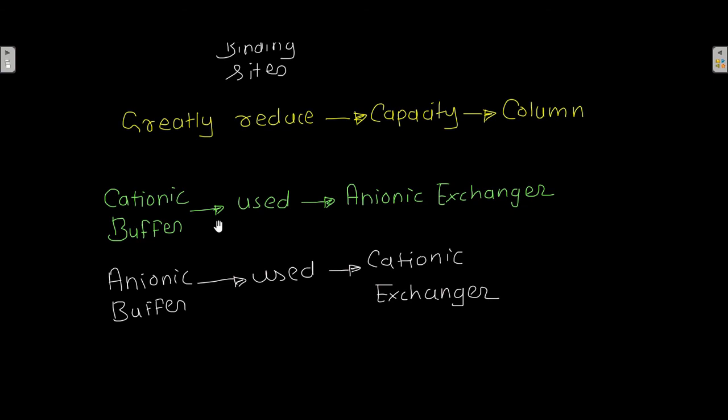So a cationic buffer is used for an anionic exchanger, and an anionic buffer should be used for a cationic exchanger. If the exchanger is negatively charged, then a positively charged buffer should be used, and if the ion exchanger is positively charged, then a negatively charged buffer should be used. It should contain negatively charged molecules, anions, in it. That is what I want to say.